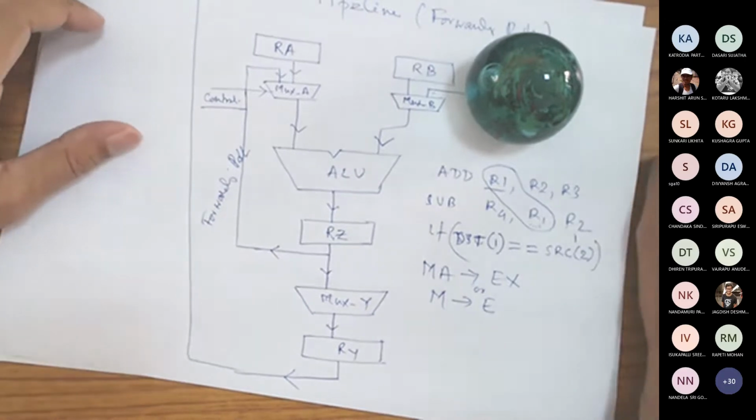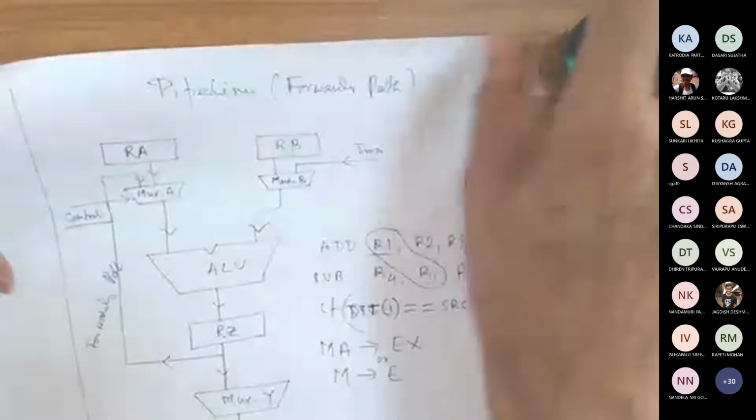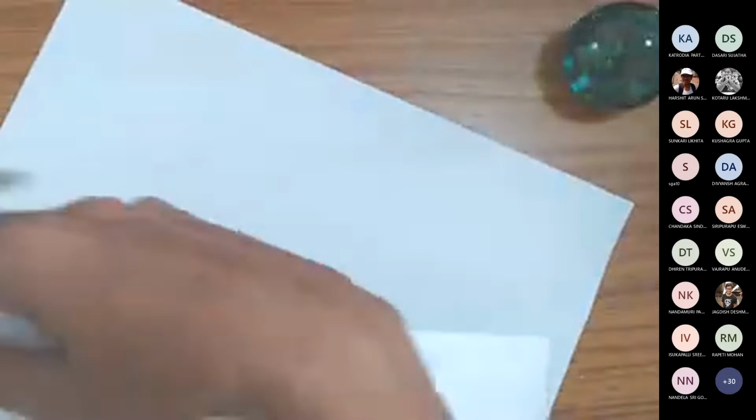Okay, done. So that's it for the pipelining part. I switch to the memory organization now.